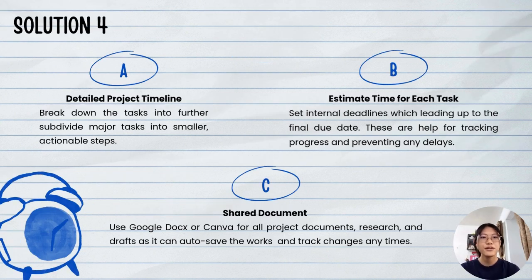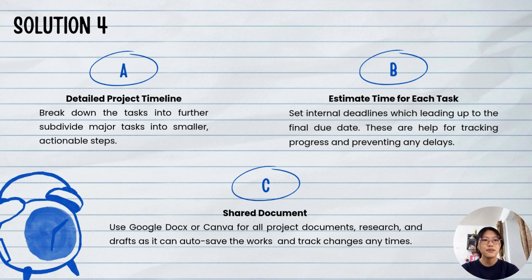Next, our team had also met the challenge of time management. There are some solutions that can be used to ensure our group project execution and ensure we hit our deadlines consistently. First, we should have a detailed project timeline. This is about breaking down our tasks. We need to subdivide those large project tasks into smaller, more manageable, and most importantly, actionable steps. By doing this, we make the project less daunting, easier to track, and clearly define what needs to be done at each stage.